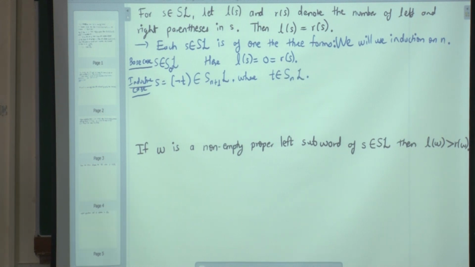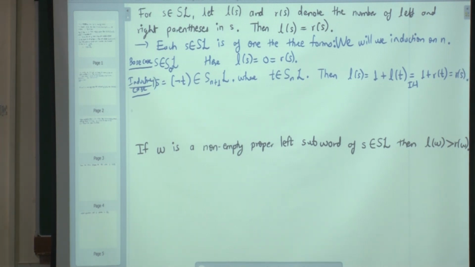So what can you say about T? The number of left parentheses in T. So then L of S is equal to 1 plus L of T, but L of T, by the induction hypothesis, is equal to R of T. So this is equal to 1 plus R of T, and this is equal to R of S.